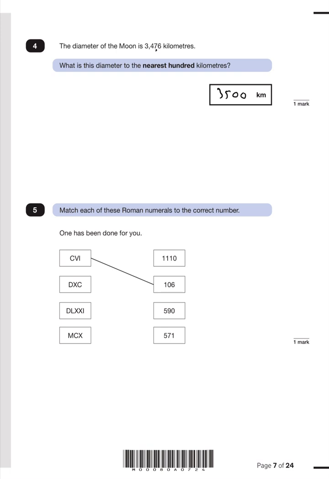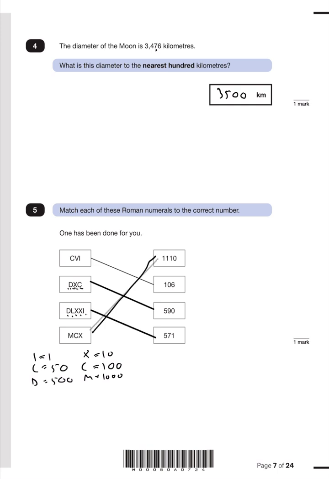Number 5. Match each of these Roman numerals to the correct number. So I is 1, L is 50, we missed the X, which is 10, and we've got C, which is 100, we've got D, which is 500, and M, which is 1,000. So this one is 500 and something, C is 100, minus 10, 590. This one is 550, 60, 71, 571. So this one must be 1110.